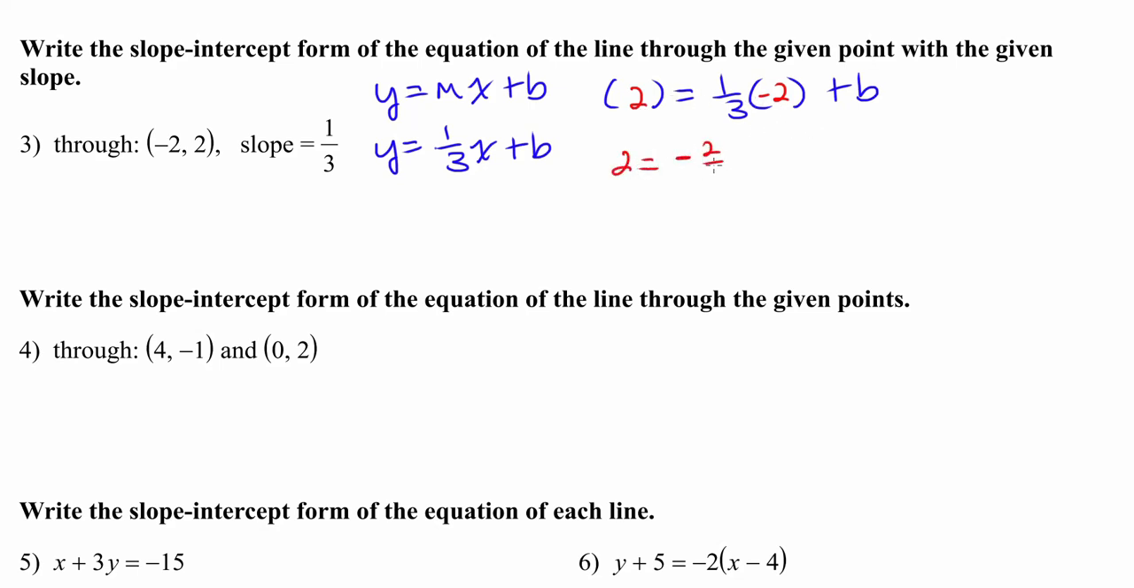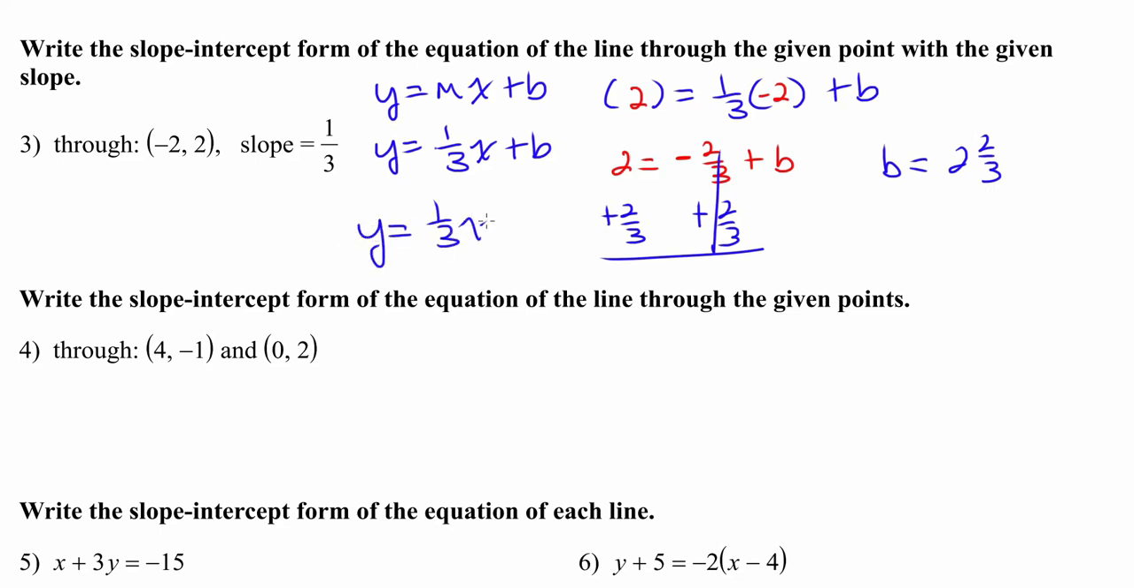That's going to be negative 2/3 plus b. And then to solve for b, we just have to get rid of this negative 2/3. So we're going to add 2/3 to both sides. And so we get b equals 2 and 2/3. So that is our y-intercept. So we have our slope is 1/3 and our y-intercept is 2 and 2/3. So now I can come back to this equation, and instead of writing plus b, I can write plus 2 and 2/3. So my equation is y equals 1/3 x plus 2 and 2/3.